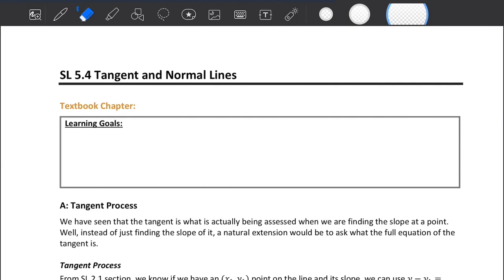Section 5.4, Tangent and Normal Line. In this section, we will learn how to find the slope and equation of the tangent and normal line to a curve at a given point using derivatives.